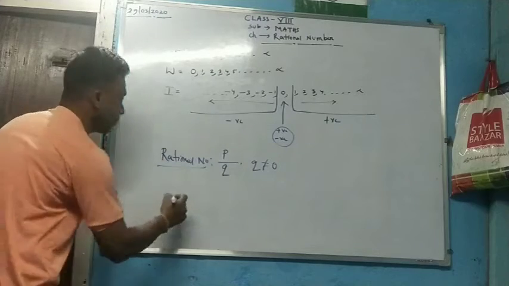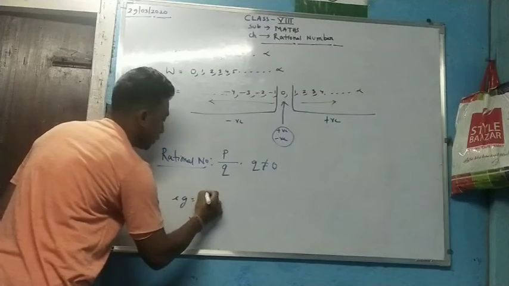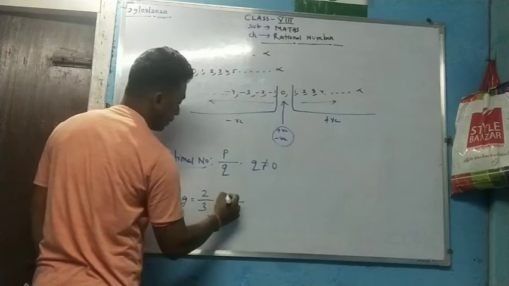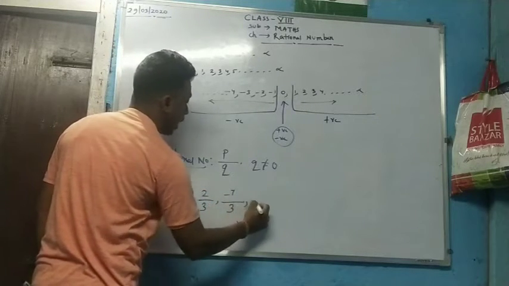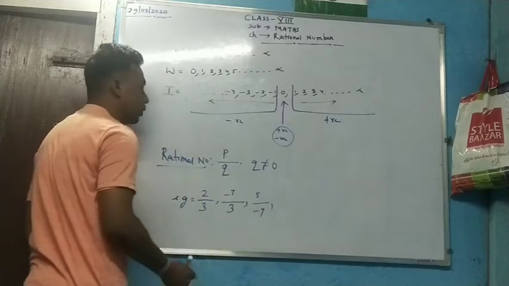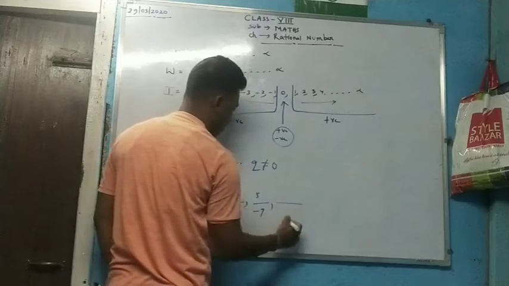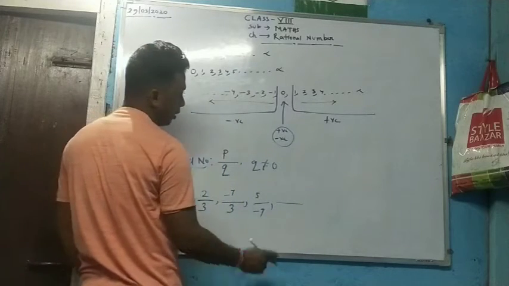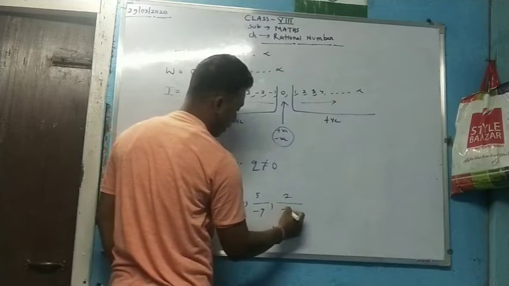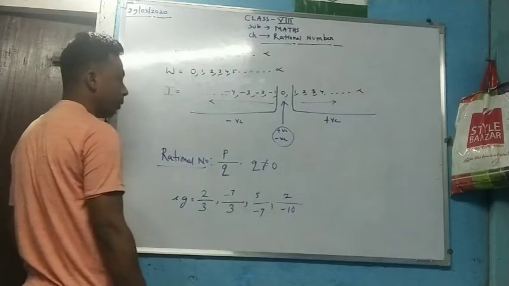I will give you some examples. Suppose 2 by 3. Suppose -7 by 3. I can give the example 5 by -9. Suppose 2 by -10 also.